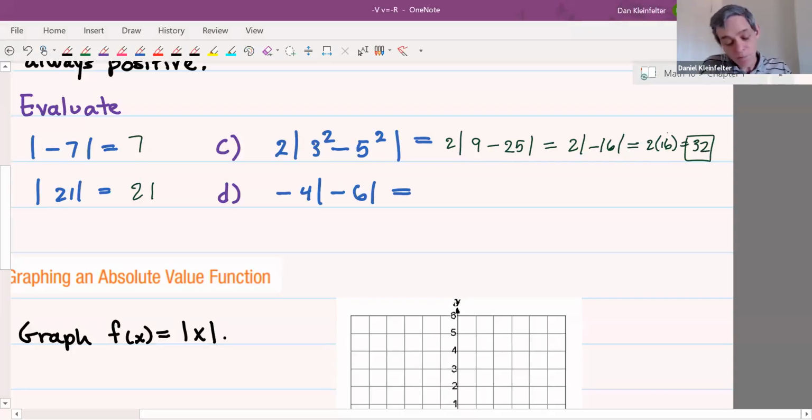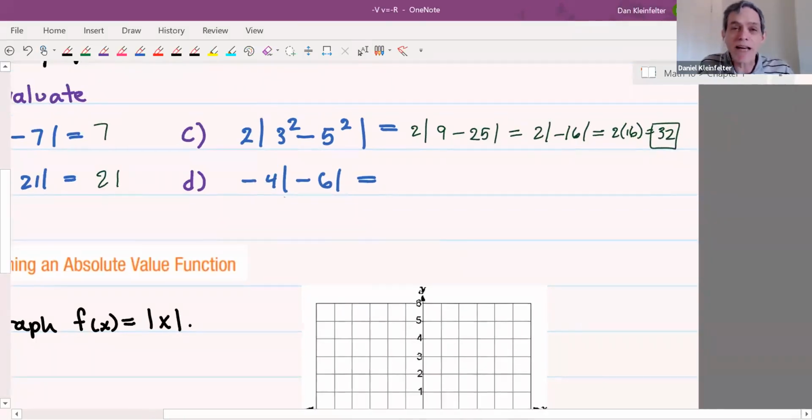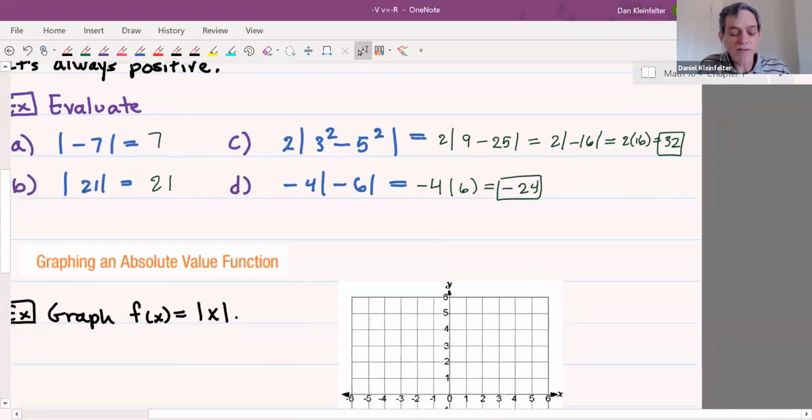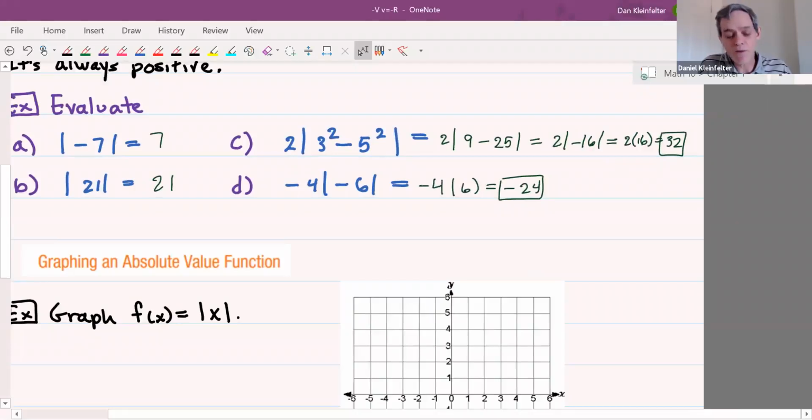Okay. For the next one, we have negative 4 times the absolute value of negative 6. The absolute value of negative 6 is just plain 6. So negative 4 times positive 6 is negative 24. Okay, so calculating with absolute value is pretty straightforward. Just remember that it tells you the distance of a number from 0.